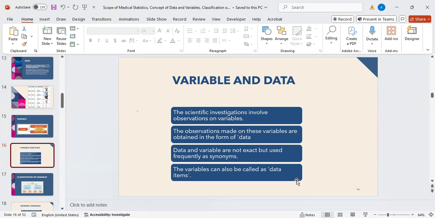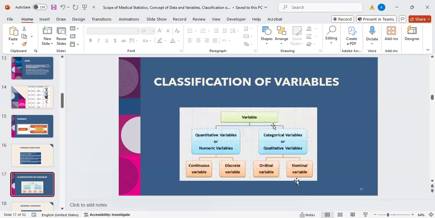The observations made on these variables are obtained in the form of data. Data and variables are not exact but are used frequently as synonyms. The variables can also be called data items. Classification of variables. Variables are classified into quantitative variables and categorical or qualitative variables.